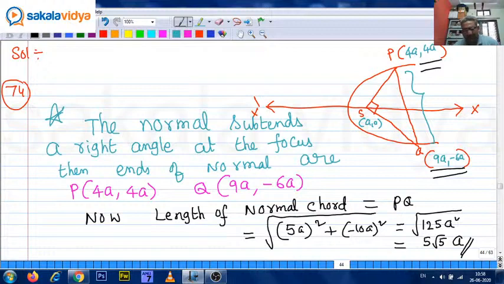So I think most of the problems we have discussed in this chapter, almost level 1, level 2, level 3 problems also.